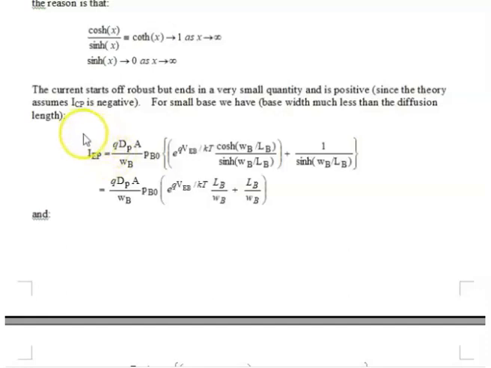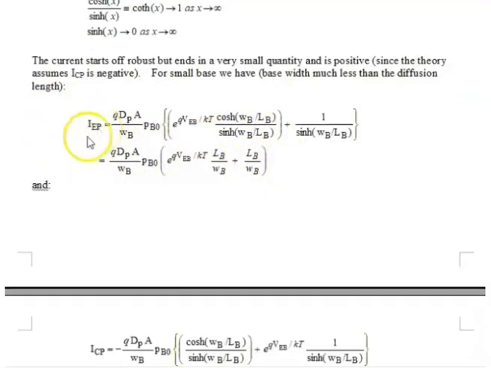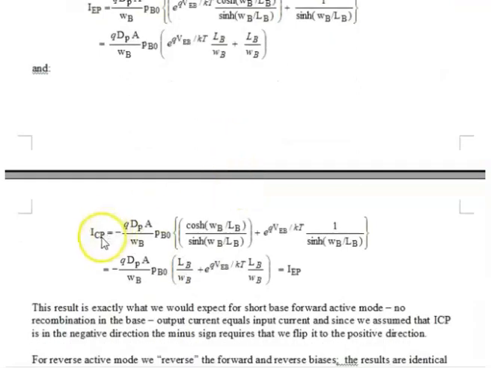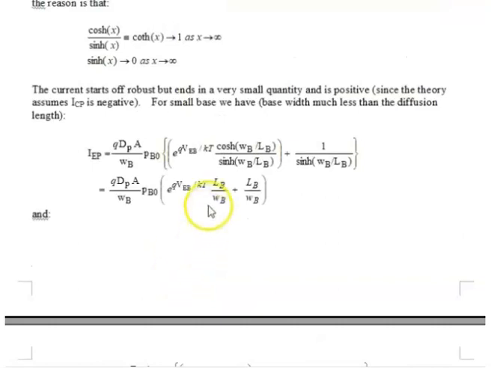So that makes good sense. Okay, so let's go back here. Now we do the small base. This is the opposite, or the inverse, of the large base. For the small base, the base width WB is much less than the diffusion length. And in that case, the IEP collapses to this term right here, and the ICP collapses to this term right here. Let's see why that is the case.